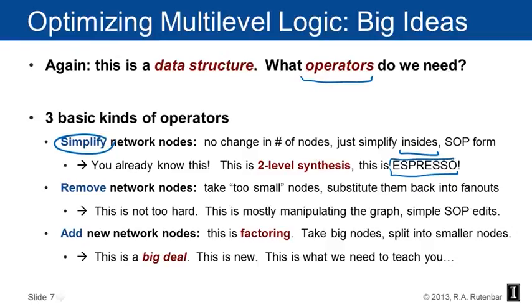This is literally espresso running on the insides of a node. So good. You already know how to do that. Another optimization, another operator that we need on this data structure is to remove network nodes. What one typically does is take nodes that we deem to be too small and substitute them back into their fanouts. I'm going to show you an example on the next slide to make that more clear.